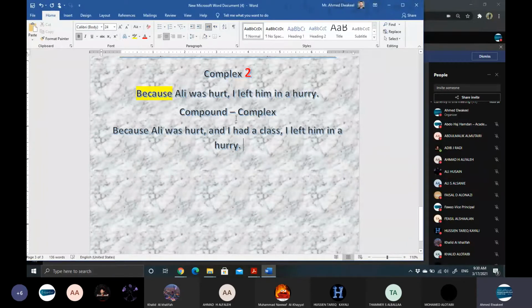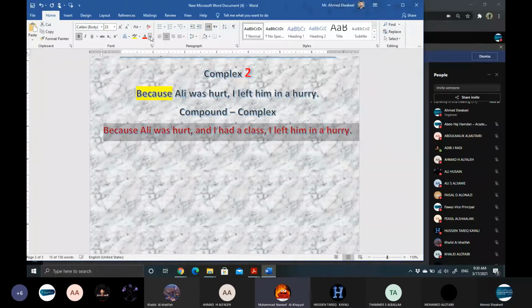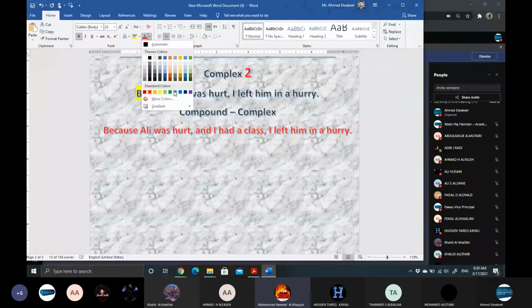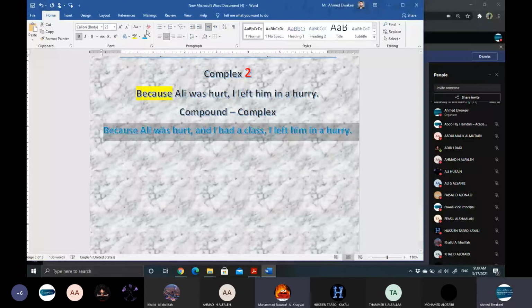So, why do you think that, Muhammad, this example is called a compound complex? Because you see, we have "because Ali was hurt" and "left him in a hurry." That's normally complex. And when you add "and I had a class," it makes it compound. So then we have compound and then complex. And here, "because Ali is hurt" is called what?